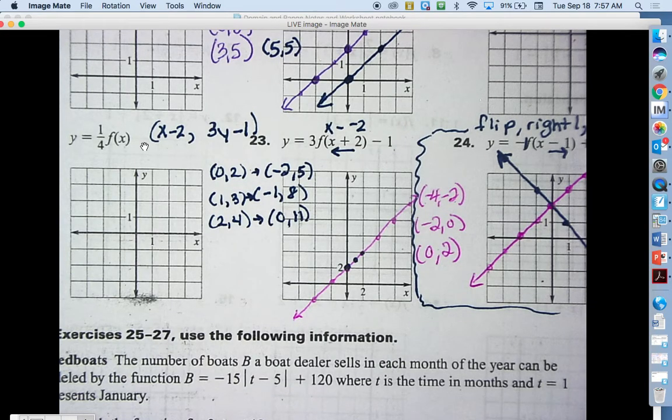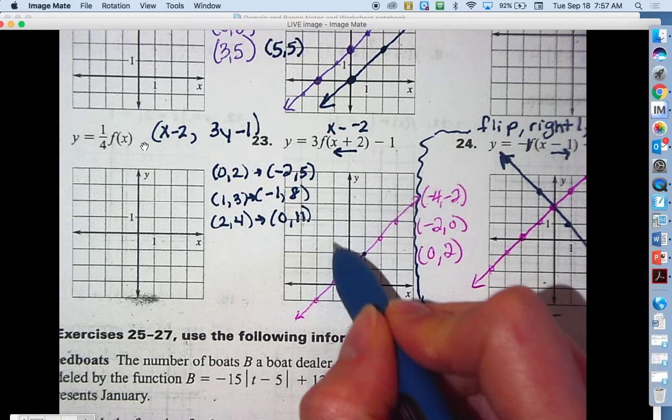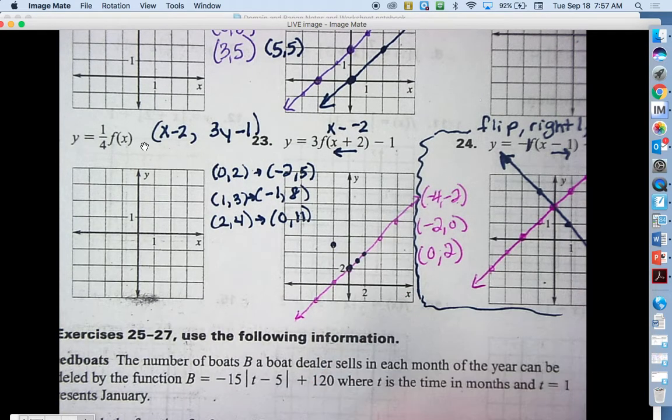So subtracting 2 from X each time, taking the Y value, multiplying it by 3, and then subtracting 1. Multiplying by 3, subtracting 1. Multiplying by 3, subtracting 1. And then plotting those points. So -2, 5. Remember, it's counting by 2's.